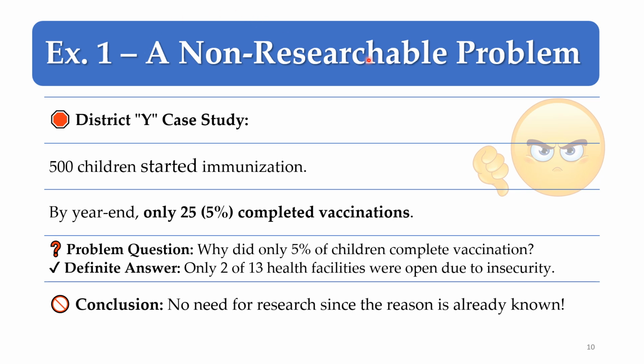Here I am giving us an example of an unresearchable problem: District Y has 500 children who started immunization. By year end, only 25, which is 5%, completed vaccination. So the problem we have is, why did only 5% of children complete vaccination? The definite answer is only 2 of 13 health centers were open due to insecurity. Now, here we can conclude that for this problem, we do not need research since the reason is already known.